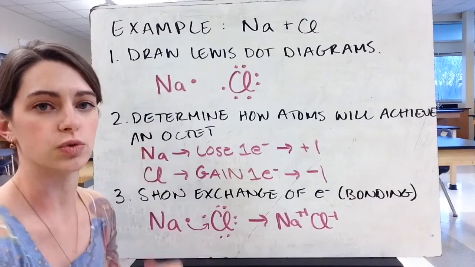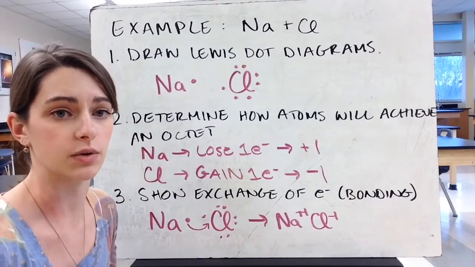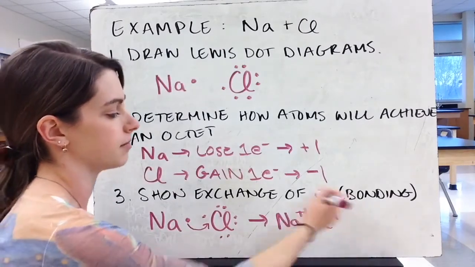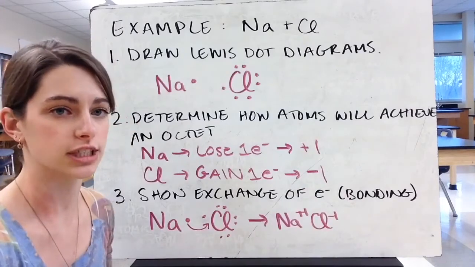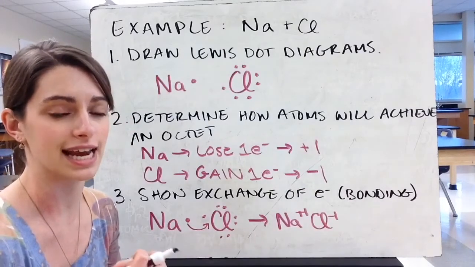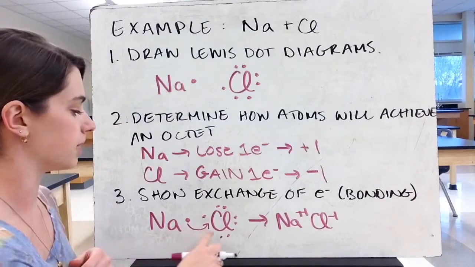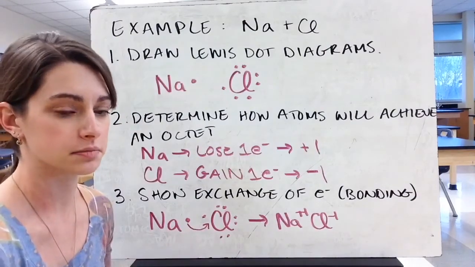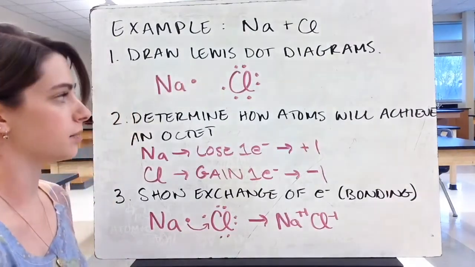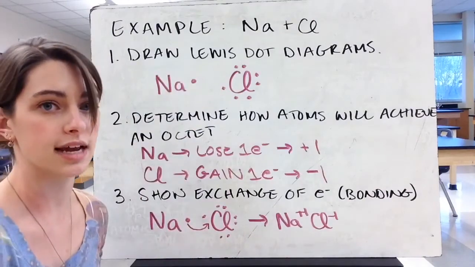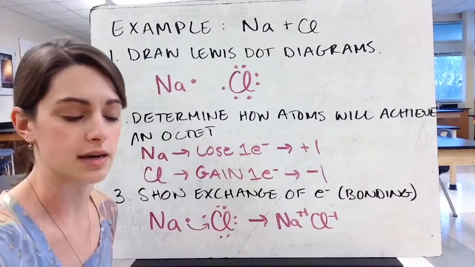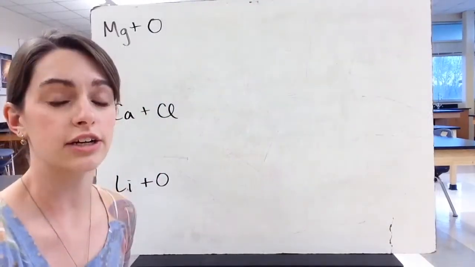So we don't actually draw lines to show them bonded or connected. We just draw them next to each other because it's really just that attraction between the positive and the negative that's holding our sodium and our chlorine next to each other. Let's look at a couple more examples, and we're going to walk through this same process for our next 3 examples. Let's look at our next example.